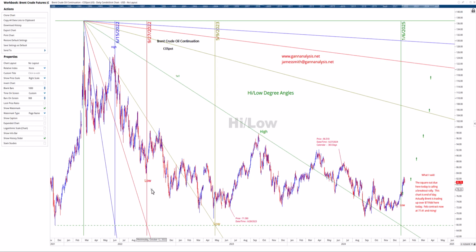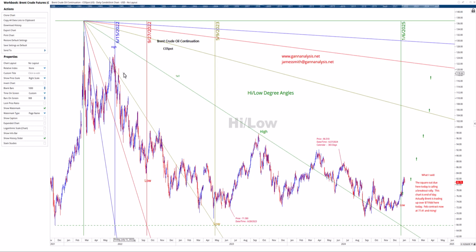So here we have, again, just a review. You can see here this blue vertical line lines up with a prior swing low. Where the blue line coming down from the high crosses the level of that low, that's when you can expect a turn.